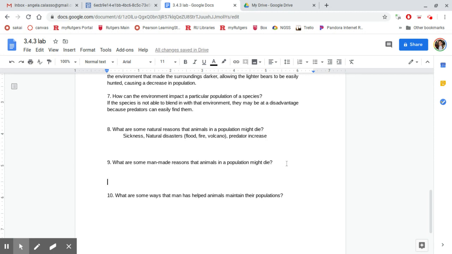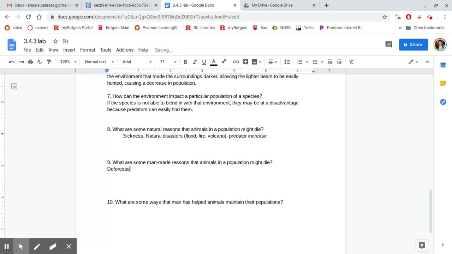What are some man-made reasons that animals in a population die? So we could say deforestation, right? And pollution. Those are two big reasons why animals in a population might die. So you all have seen those really sad soap commercials, the Dawn soap, where animals are just covered in oil and they could be dying from that pollution. We know that deforestation, so taking down trees, is taking down the homes of certain animals. So that could cause them to die if they have no protection, right?